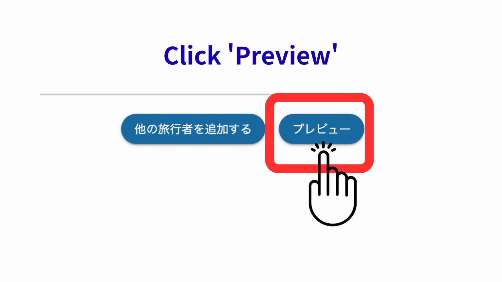Once all information has been entered, click Preview on the right side of the screen. Here, you can review your entries. If you need to make any changes, go back and edit the relevant fields.